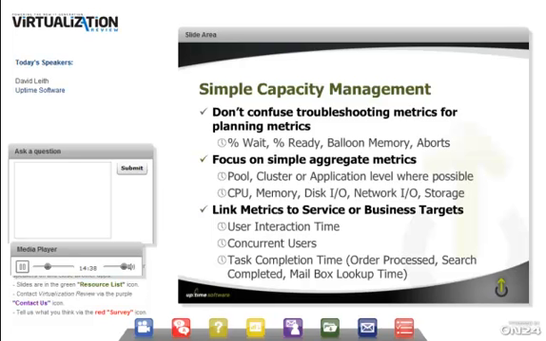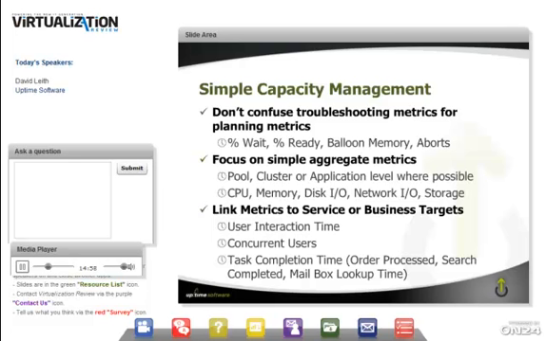And then in the event that you do have a real capacity problem and you need to go into troubleshooting mode, you also want a tool that will give you percent wait, ready, and be able to link those metrics not just in the virtual sphere, but across to the physical, network, and application spheres as well.